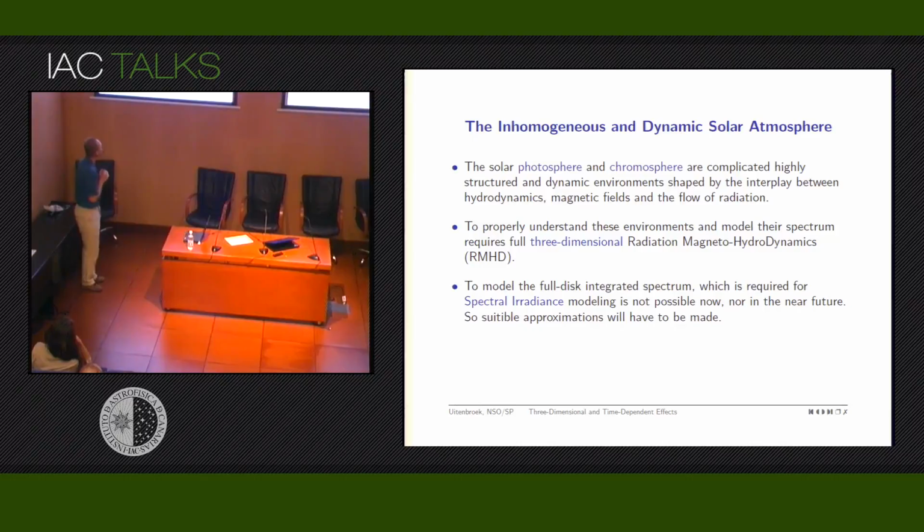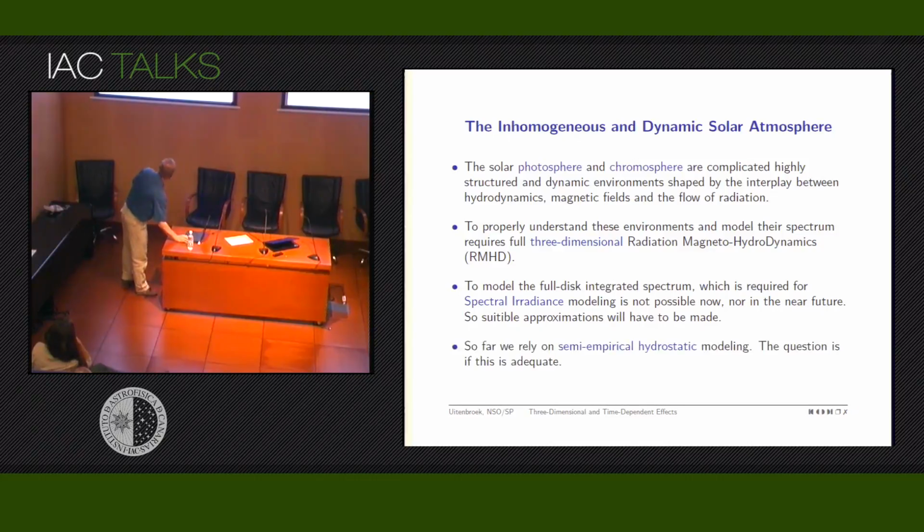To model the full disk-integrated spectrum, which is what you require if you want to do solar spectral irradiance modeling, is of course not possible, nor will it be in the future. We will have to do some approximations because we cannot model in detail the whole solar disk like we do now for a very small section of the disk. And so far, for this modeling, to describe the irradiance, we have relied on semi-empirical hydrostatic modeling, and I will come back to exactly what that means. And the question that I would like to pose here is: is that adequate?